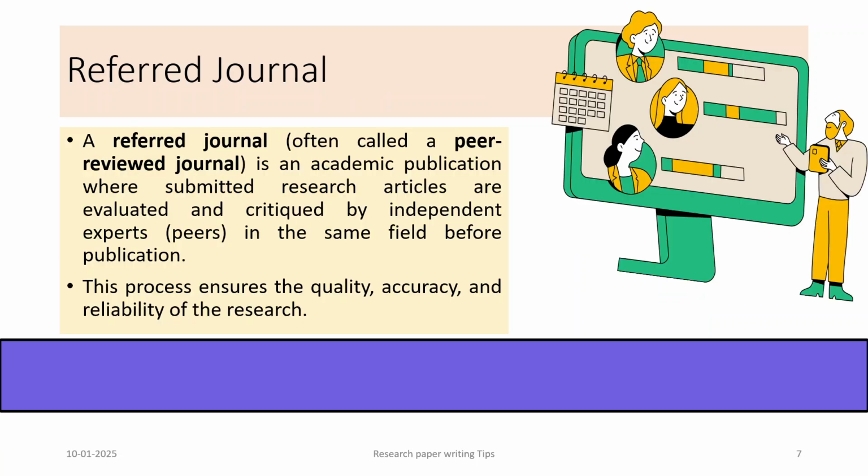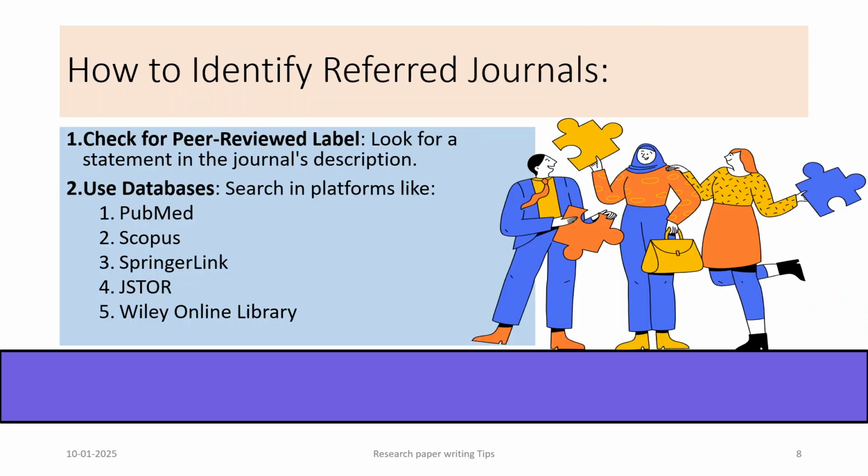Then let us elaborate on these refereed journals. A refereed journal, often we call it a peer-reviewed journal. This is an academic publication where submitted research articles are evaluated and critiqued by independent experts, what we call peers, in the same field before the actual publication. This process ensures the quality, accuracy, and reliability of the research, right? So these are the general things we have to remember in our mind.